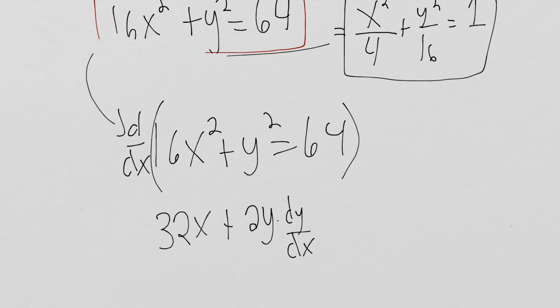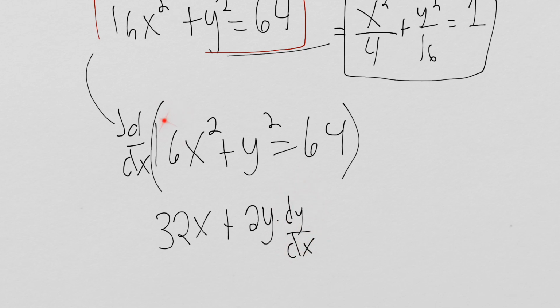Okay. Whenever we're taking a derivative of a function of y with respect to x, we have to attach this dy dx because it is a chain rule. The derivative of blah squared is always going to be 2 times blah, but now we have to multiply by the derivative of that inside, which is dy dx.